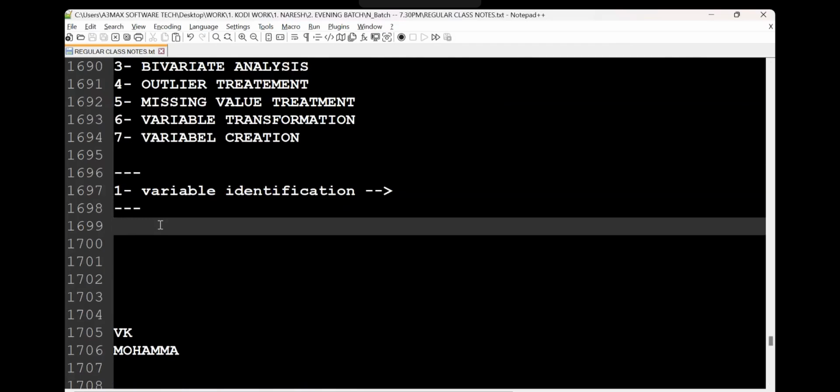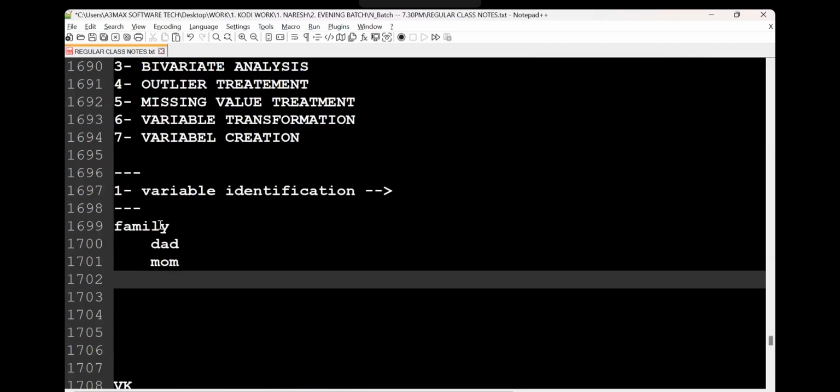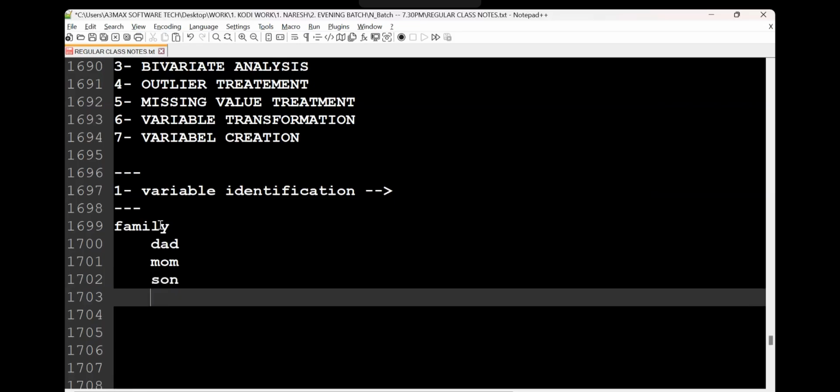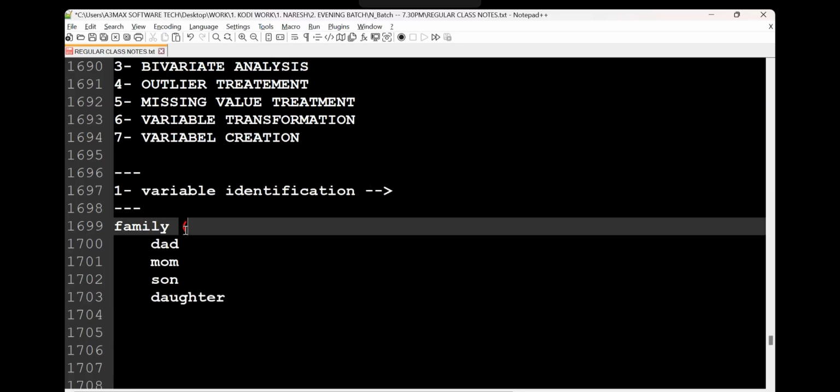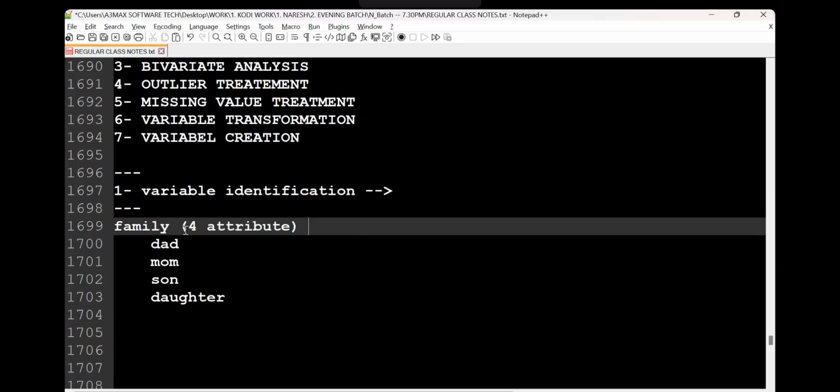First use case. We have a family, right? The family has dad, mom, son and daughter. So how many attributes does the family have? Online team, respond to me. Four attributes. What is an attribute? Four columns.